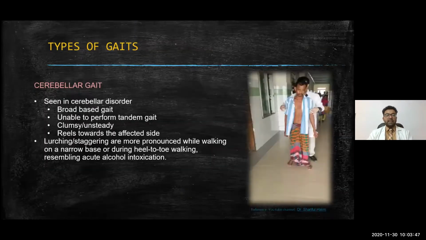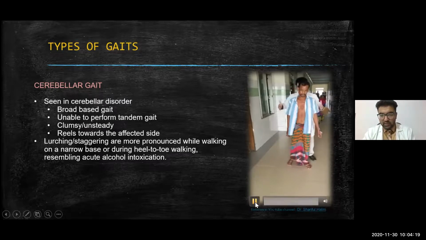The next gait is a cerebellar gait, which is seen in cerebellar disorder. In this case, the patient will have a broad-based gait. Patient will be unable to perform tandem gait. Patient feels clumsy, unsteady, and reels towards the affected side. There will be lurching or staggering, which are more pronounced while walking on a narrow base or during heel to toe walking, resembling acute alcohol intoxication. So here is the video.